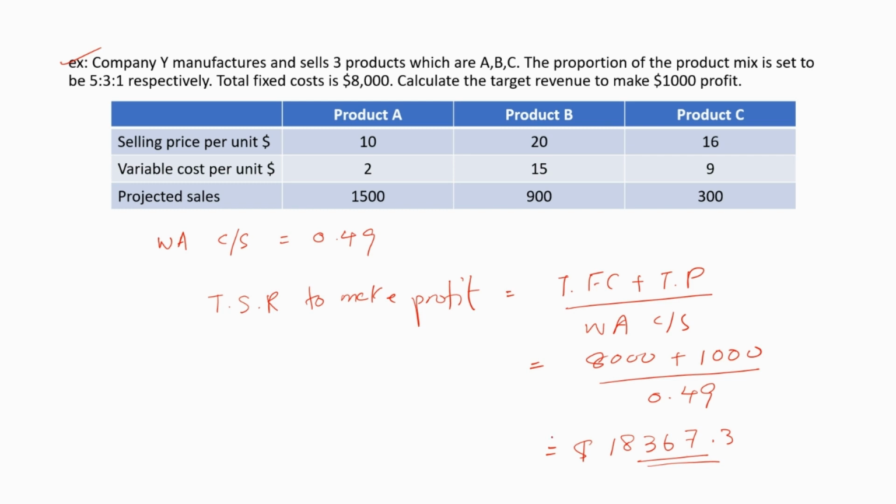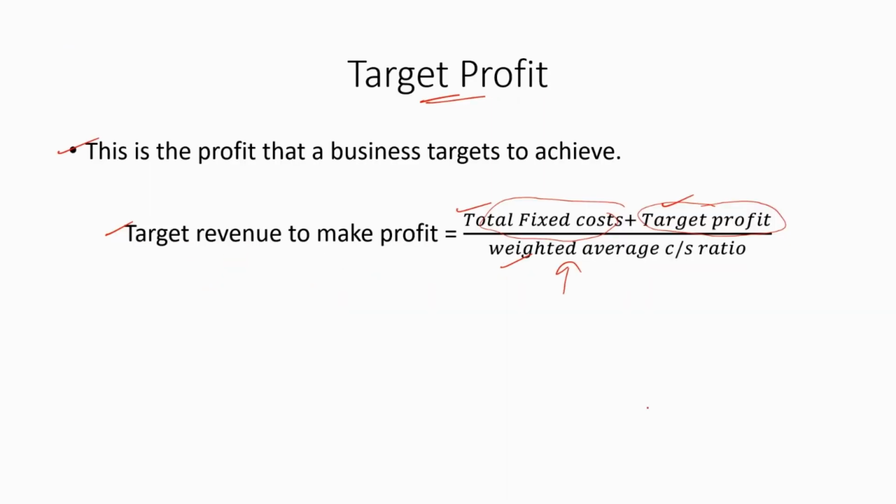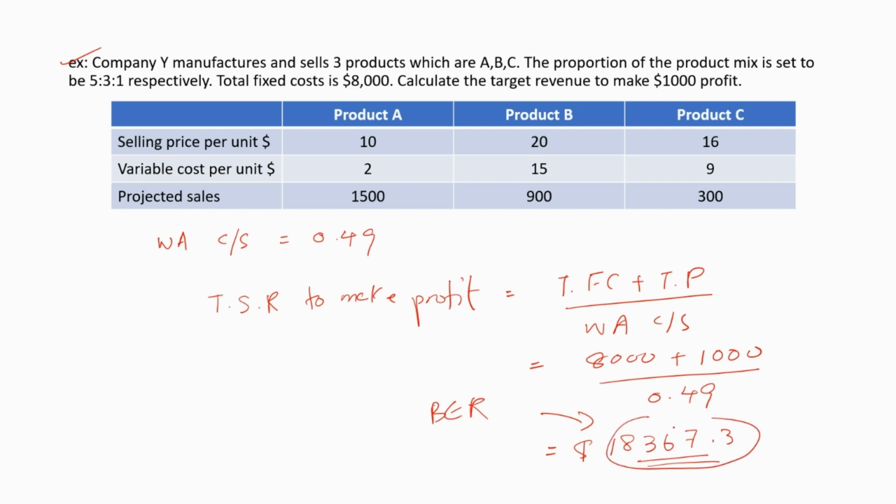So this is the target sales revenue that the business has to make in order to make a $1,000 profit. Note that when the business makes a profit, this value is always higher than the break-even revenue. This is because only after the break-even revenue can a business make a profit. Let's go back and see the break-even revenue value, which is 16,326. This is 18,367. Break-even revenue is less than the target sales revenue.